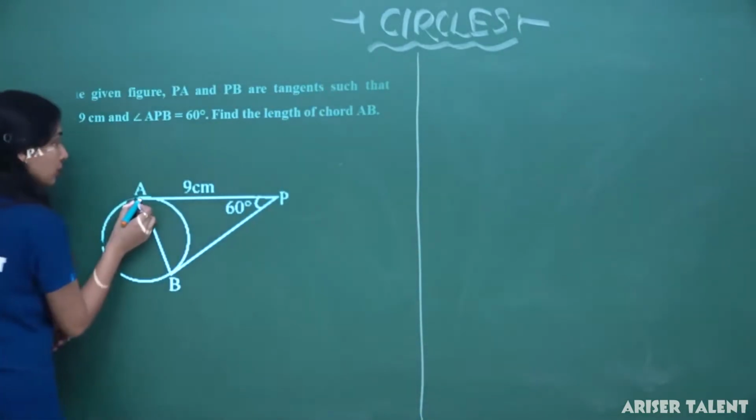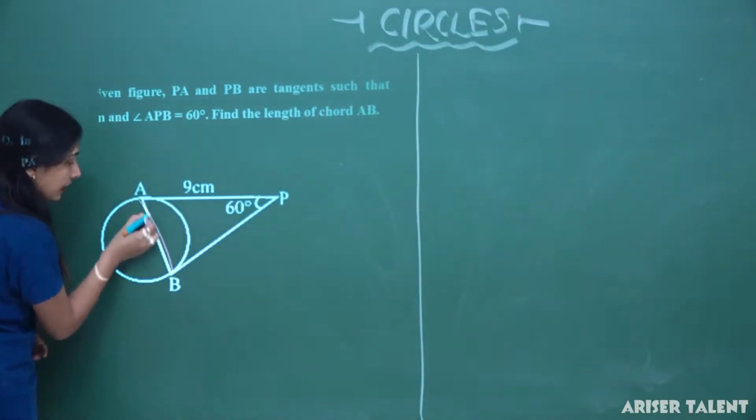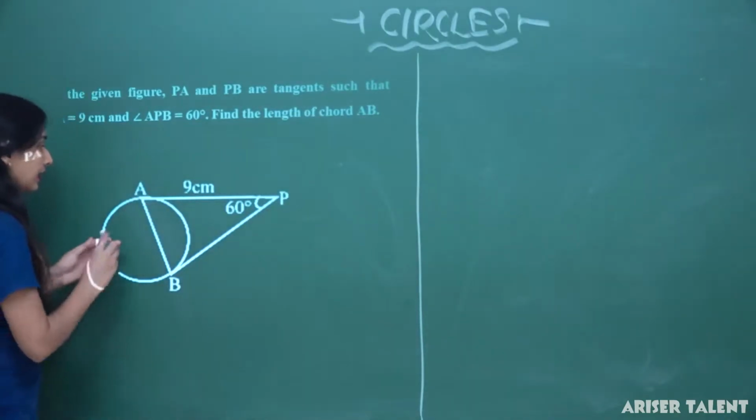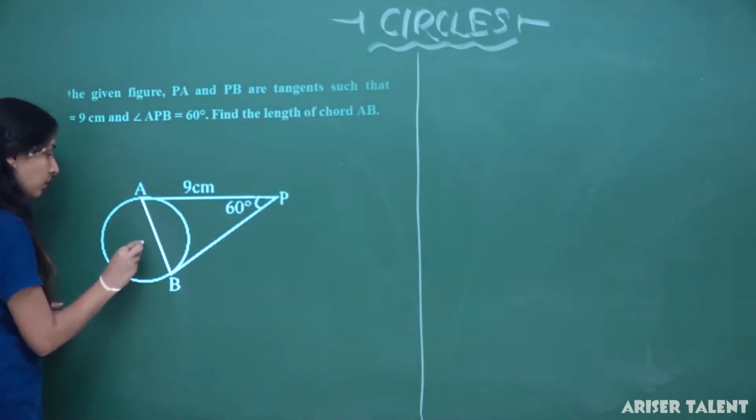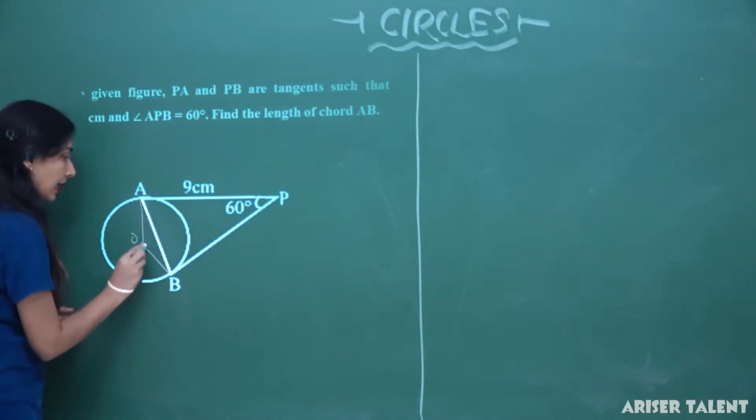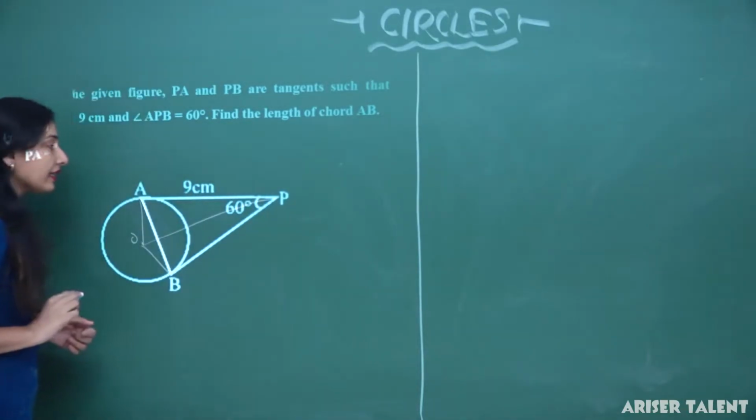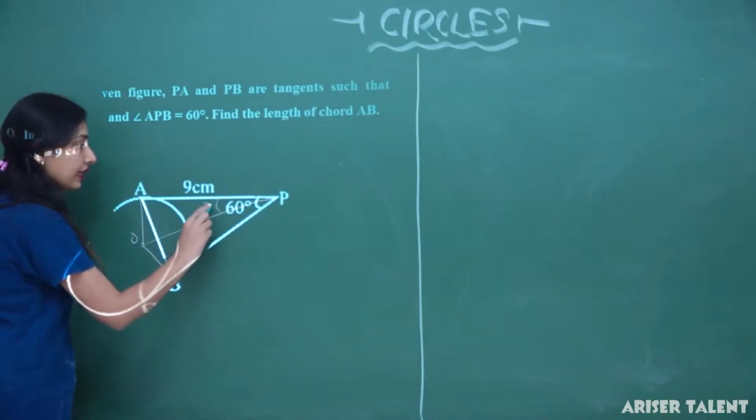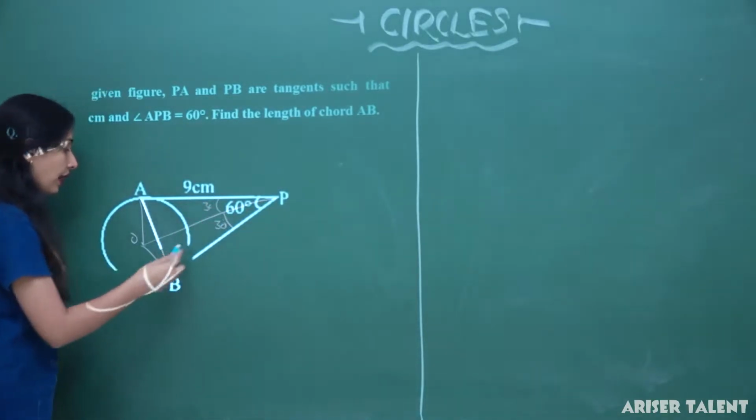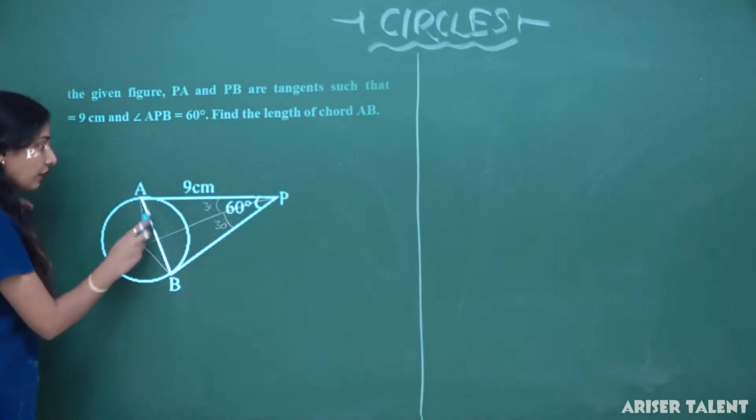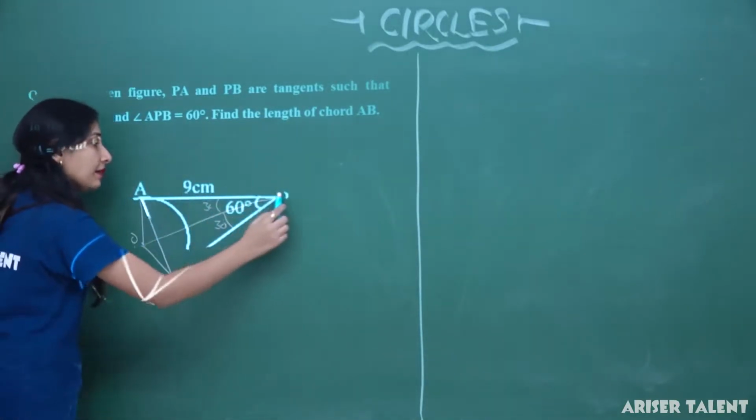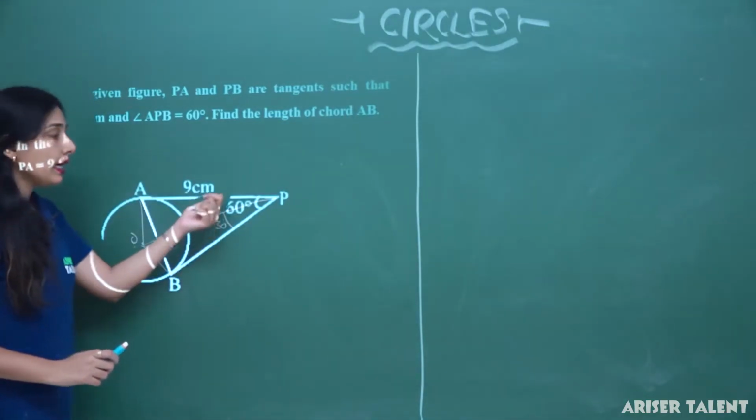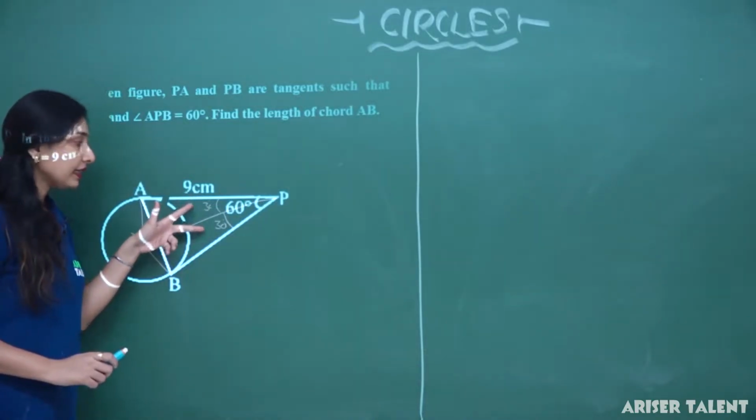Okay students, you can do this question in two ways. First, the long way: you can have a center O here, join these, and draw this line here. Now this will be 30 degrees, this will be 30 degrees. Why? Because this will be the bisector of AB, and second, the angle bisector of angle APB. So 60 degrees will be divided into two parts, 30 degrees and 30 degrees.